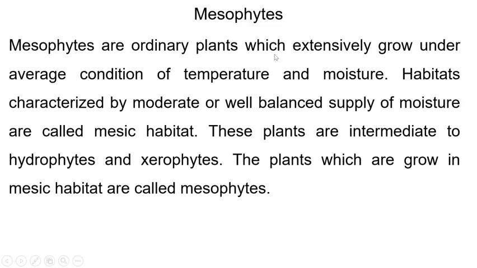Mesophytes are ordinary plants which extensively grow under the average condition of temperature and moisture. Habitats characterized by moderate or well-balanced supply of moisture are called mesic habitat. These plants are intermediate to hydrophytes and xerophytes. And the definition of mesophyte is that the plants which grow in mesic habitat. Mesic habitat means moderate supply of water and moisture, and such plants are called mesophytes.